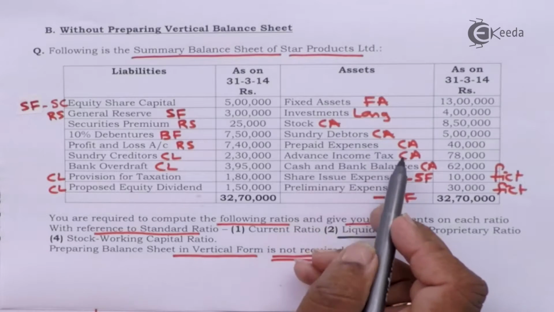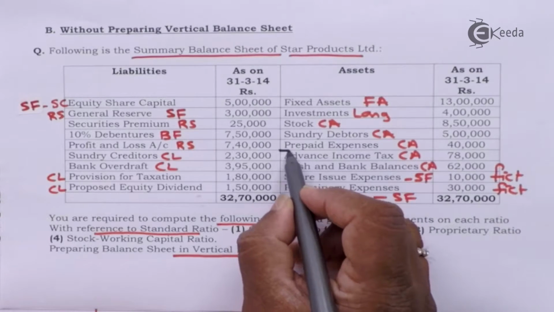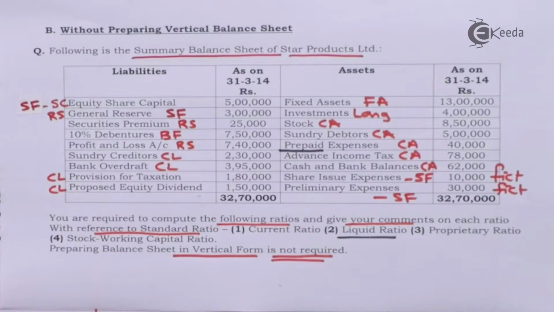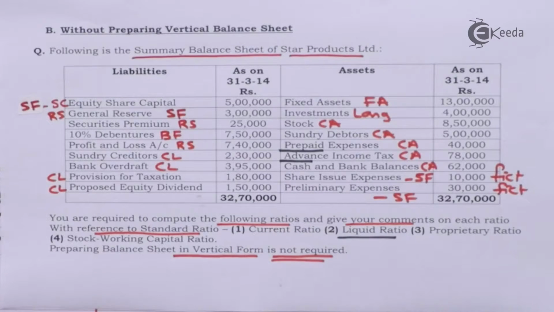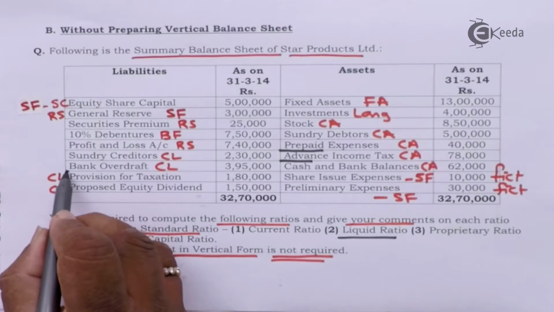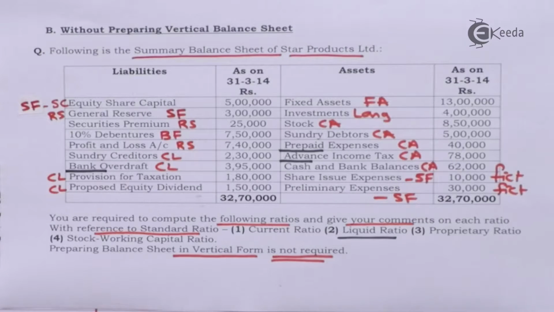Out of current assets over here, prepaid expenses is not a liquid asset. Advance income tax, this is an amount paid to government towards current year's tax liability. So this is not a liquid asset. Out of current liabilities, bank overdraft is not a liquid liability or quick liability, as it is an arrangement with the banker for a long period where business must have given some security like stock and debtors or any other fixed asset.